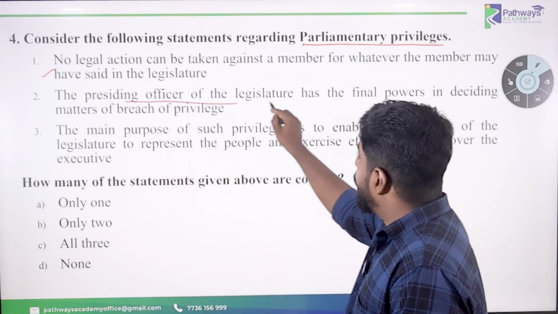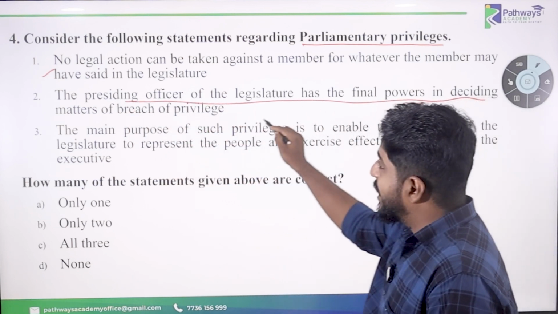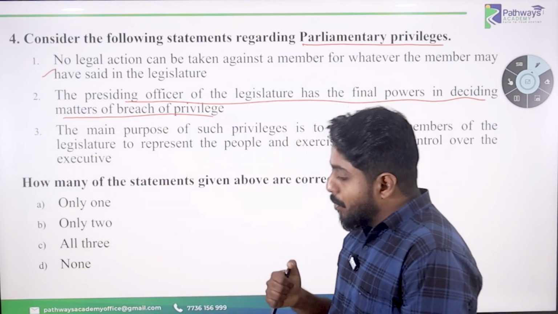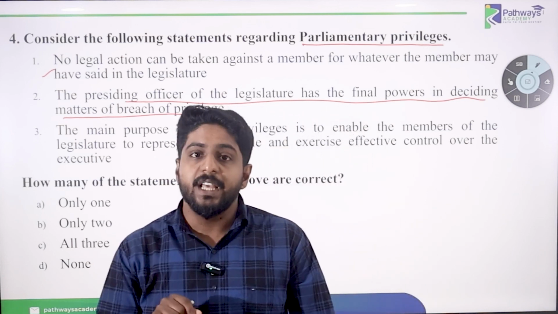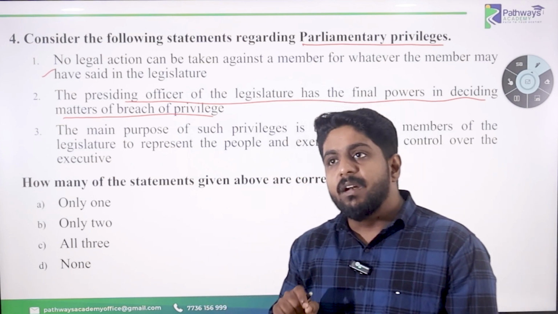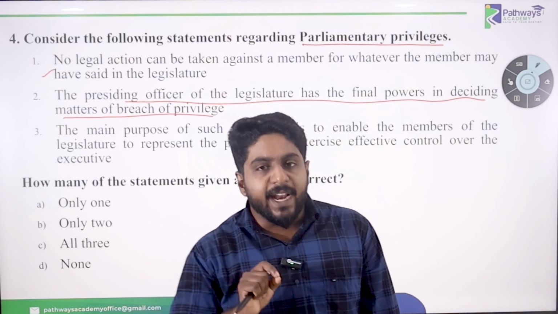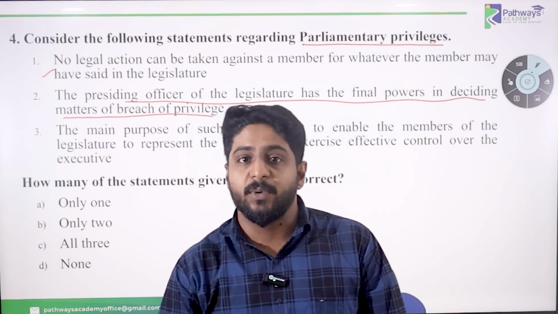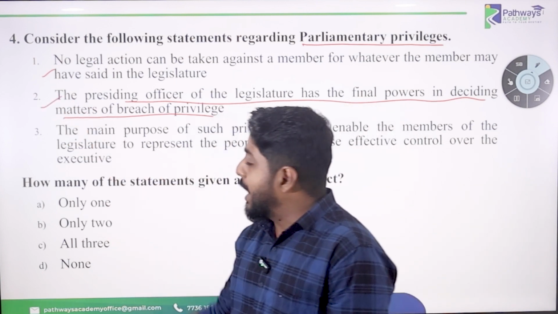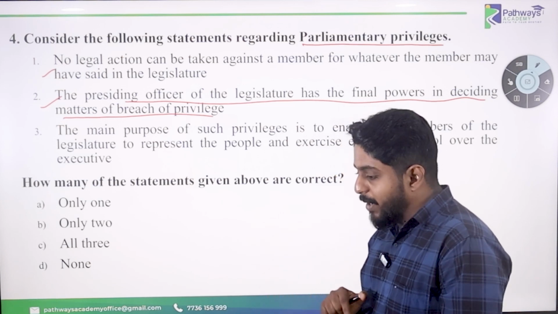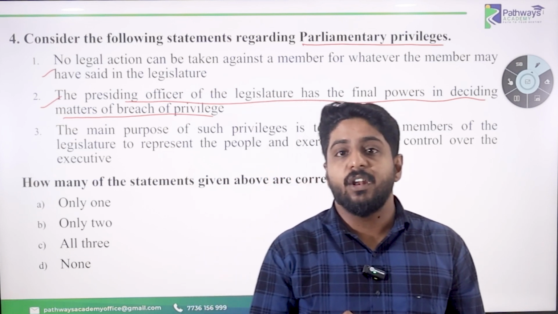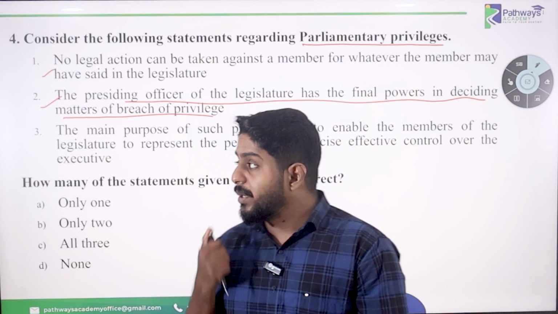So the first statement says no legal action can be taken against a member for whatever the member may have said in the legislature. Very good. Yes, this is one of the parliamentary privileges of a member. No legal action. Why? Because they should be able to speak without fear, without any kind of bias. They should be able to speak in the parliament for the people, isn't it? The presiding officer of the legislature has the final powers in deciding matters of breach of privilege. Absolutely, my dear friends. In most of the cases, inside the proceedings of the parliament, the ultimate authority is the presiding officer. In 99% of the matters in relation to the rules of procedure of parliament, the authority lies with the presiding officer. Very good. So if there is a breach of privilege, if somebody is providing a distorted fact in the parliament, what kind of action needs to be taken will be decided by the presiding officer.